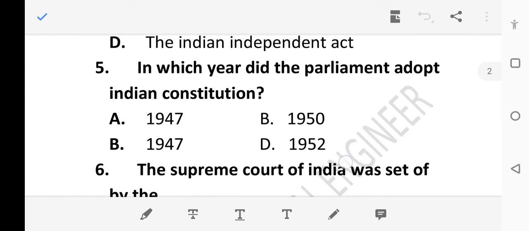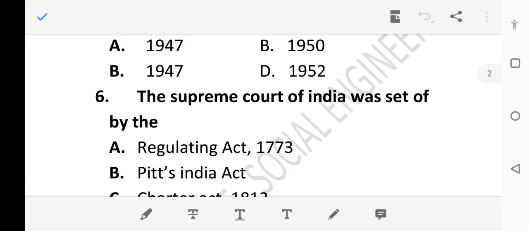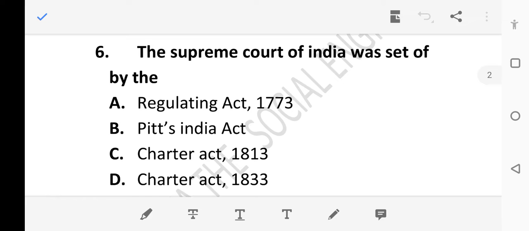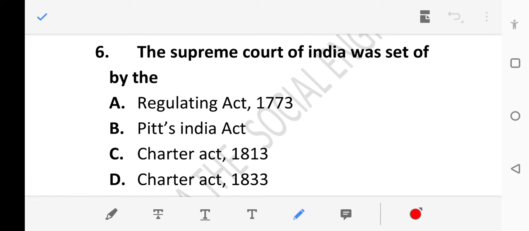Then come to the next question, that is the Supreme Court of India was set up by the Regulating Act 1773, Pitt's India Act, Charter Act 1813, Charter Act 1833. Option number 1, that is on the basis of the Regulating Act 1773, the Supreme Court of India was set up or established. So option number A is the right answer, Regulating Act 1773.